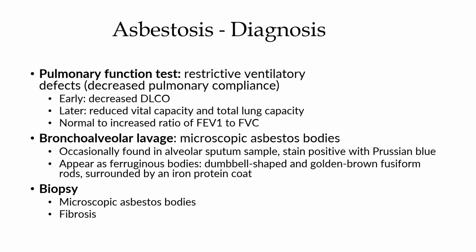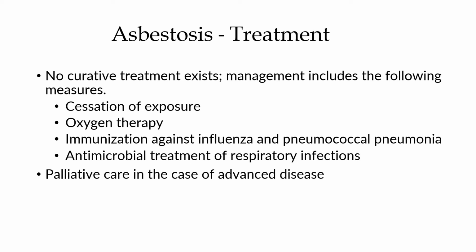Then we should obtain bronchoalveolar lavage, and we have microscopic asbestos bodies in this lavage. Occasionally found in sputum samples, they stain positive with Prussian blue and appear as ferruginous bodies, dumbbell-shaped and golden brown fusiform rods, surrounded by an iron protein coat. And lastly, we must obtain a biopsy. In biopsy, we have microscopic asbestos bodies and fibrosis.